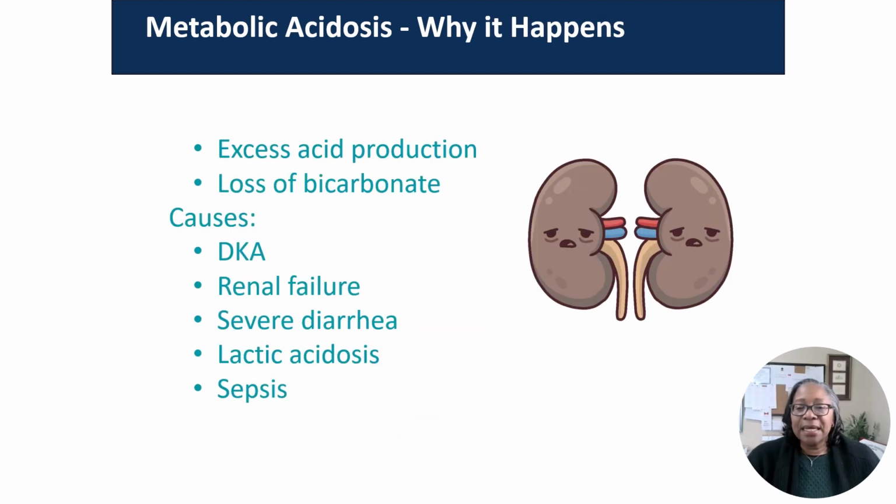Now, why is this happening? In metabolic acidosis, common causes that you'll see on the NCLEX are diabetic ketoacidosis, renal failure, severe diarrhea, lactic acidosis, and sepsis. The body is either producing too much acid or losing bicarbonate. So, remember, metabolic acidosis can quickly become life-threatening if compensation fails. So when you're with your patient, you're going to have to assess their respiratory effort, hemodynamics, and the causes of acidosis.